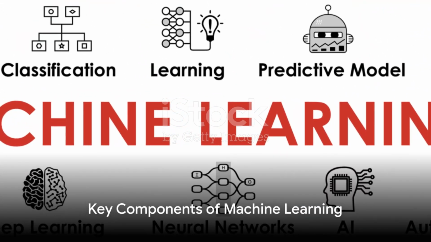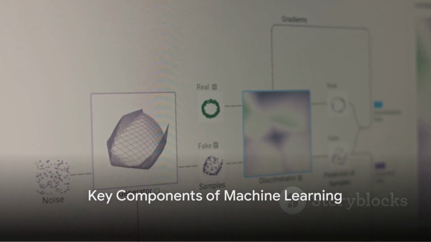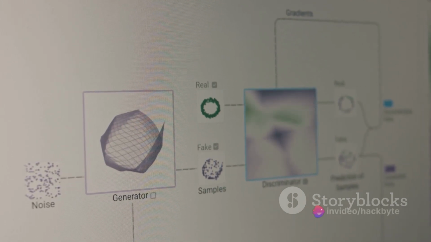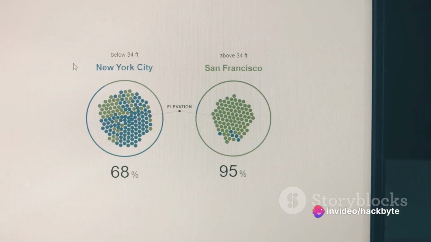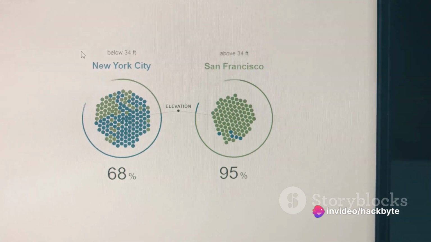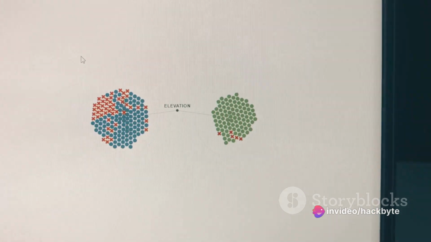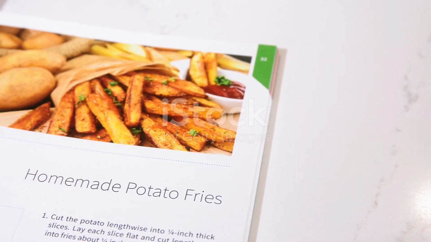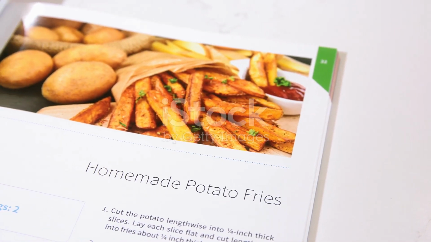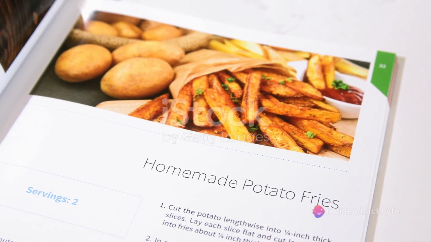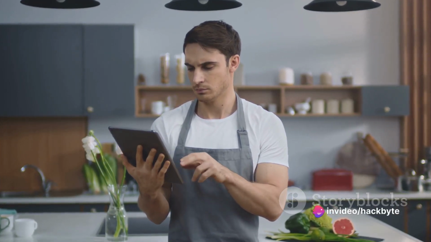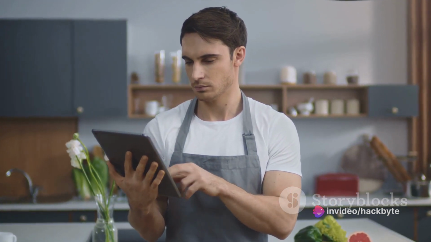Now that we know what machine learning is, what are its key components? Machine learning is like a puzzle, and like any good puzzle, it consists of several key pieces that must fit together perfectly. These pieces are data, algorithms, and models. Imagine you're trying to make a delicious meal. The first thing you need is a recipe. In machine learning, your recipe is your data. It's the raw information that you'll use to make something amazing.